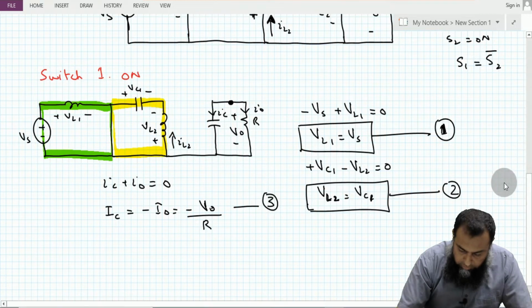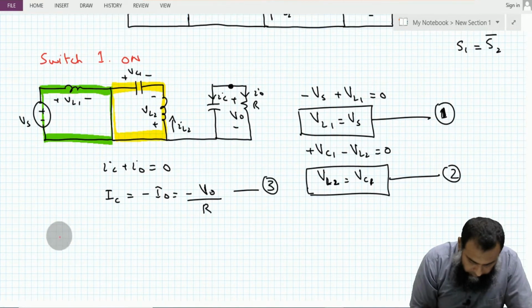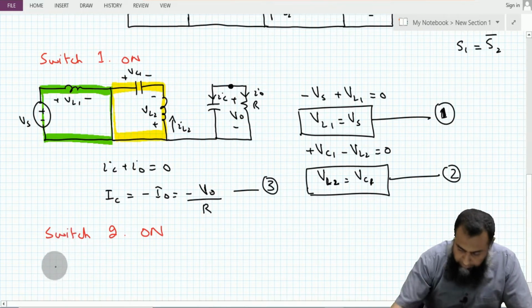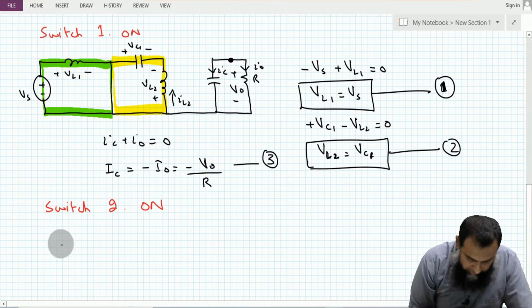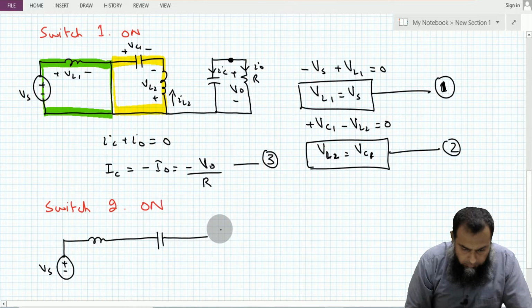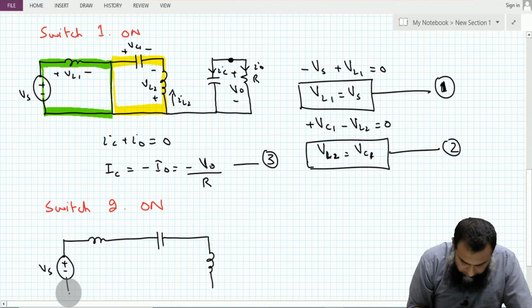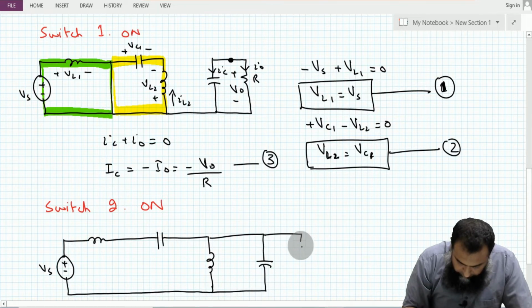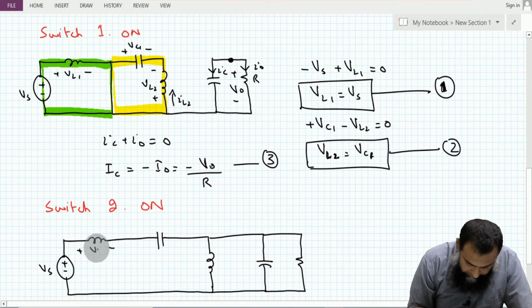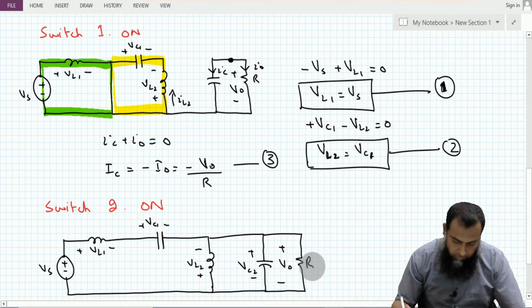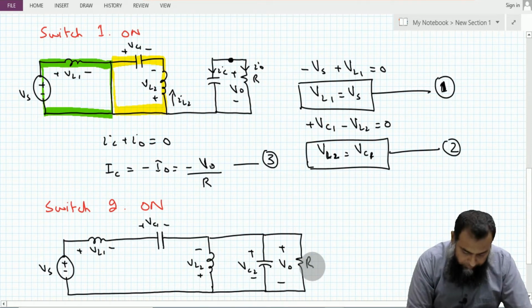For the switch off condition, let us draw the circuit for the switch off condition. So when switch 2 is on, then we have this switch 1 in off state, and therefore the equivalent circuit that emerges here is this one. So this is the circuit. This is VL1. This is plus minus VC1, plus minus VL2, plus minus V0, plus minus VC2, and this is R.